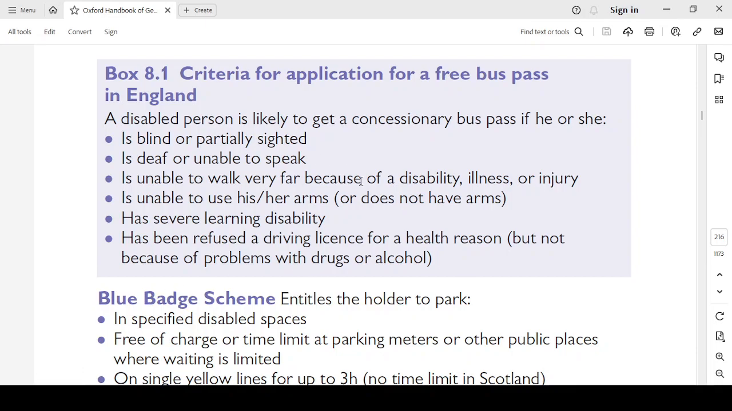Okay, so whenever we read about the DVLA and restriction from driving, they fit the criteria for application for a free bus pass. When they are not allowed to drive their own vehicles, they can apply for a free bus pass, and the GP may have to give a certificate for that. So blind, deaf, unable to walk, unable to use his hands, learning disability, refused a driving license. They are eligible for a free bus pass in England.